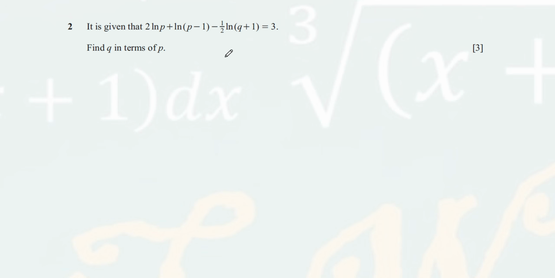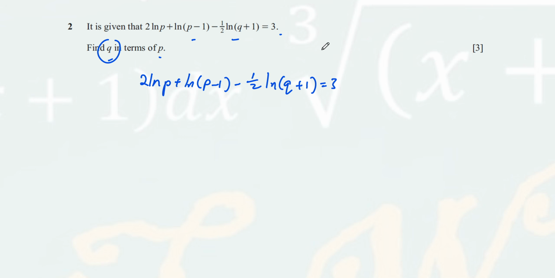Question 2 is given that 2 ln p plus ln of p minus 1 minus half ln of q plus 1 equals to 3. Find the q in terms of p. Okay, so now I will rewrite the question. Now, to get the q, we need to get the q as a subject first.